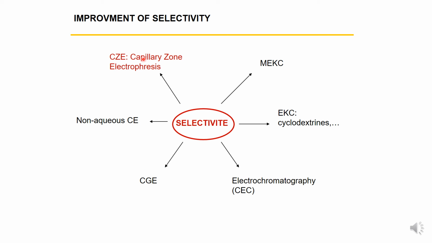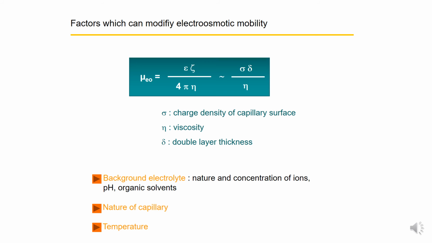Here you have the capillary zone electrophoresis, which is the simplest mode of capillary electrophoresis. I detailed the mechanism previously on a different slide. So we use only the electroosmotic mobility and the electrophoretic mobility. And now we have to see the factors which can modify electroosmotic mobility.